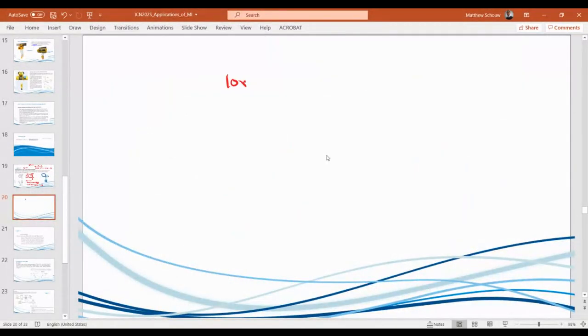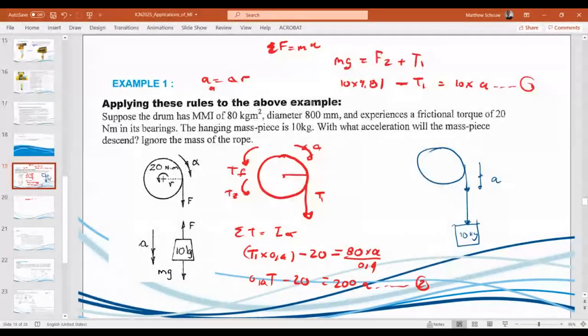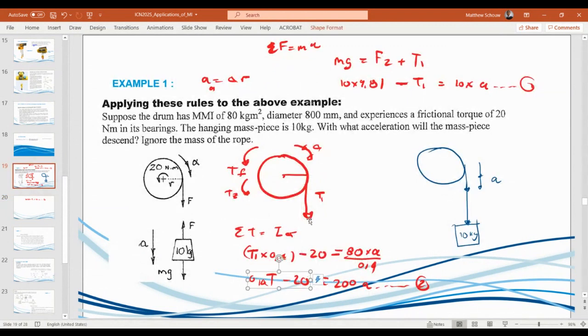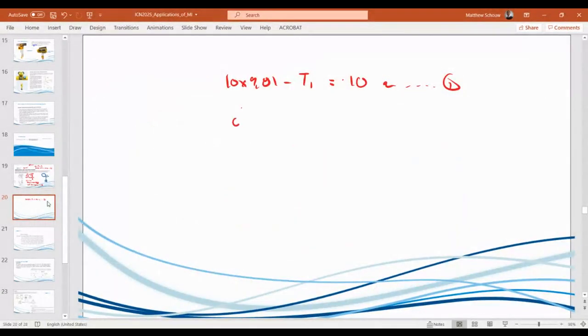Equation number one is 10 times 9.81 minus T1 equals MA, which was 10 times A. And then the next one was 0.4 T1 minus 20, that's the frictional torque, equals 200 A. And of course, this is simple. You can solve it with a 2x2 matrix again.